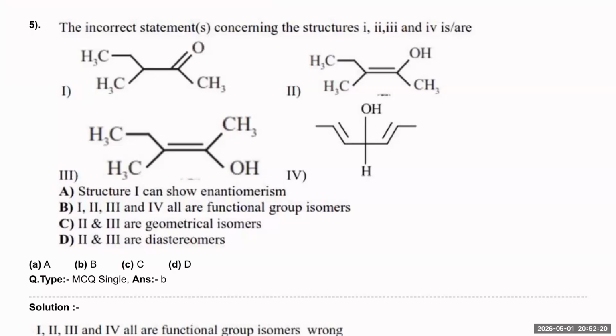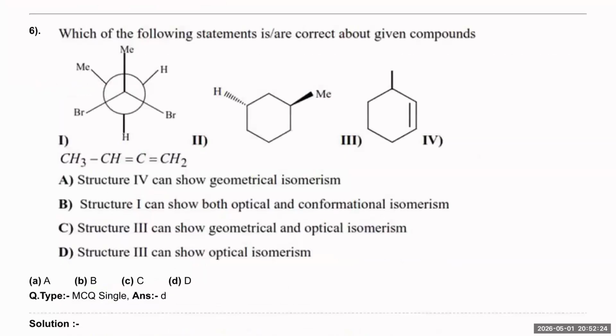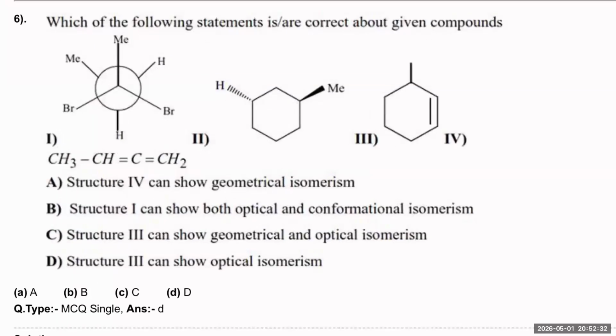Now, nobody raised their hand, so I'm going for the next one. Which of the following are correct about the given structures here? Again, this is very typical, but I'll still show you how we need to write it down. First, if you notice the first structure, we need to figure out whether structures 1, 2, 3, 4 can show optical isomerism, conformational isomerism, geometrical isomerism, and so on. This is what we need to figure out.